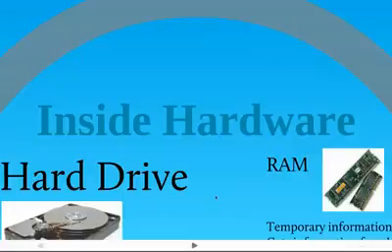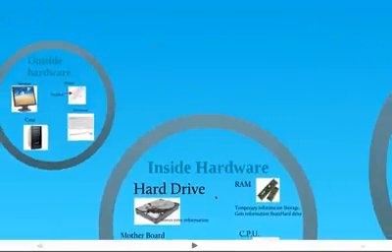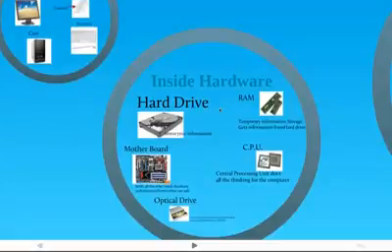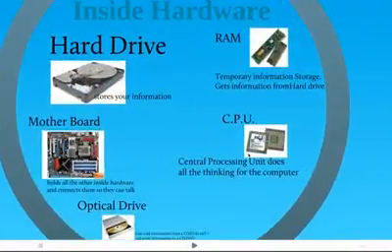Inside hardware, this is where the computer gets how it runs and how it begins to process. And we have several parts. First and most important is the CPU, which stands for the Central Processing Unit. It does all the thinking for the computer. So if you don't have a CPU, you don't have a computer.